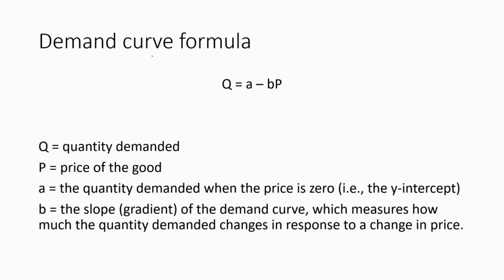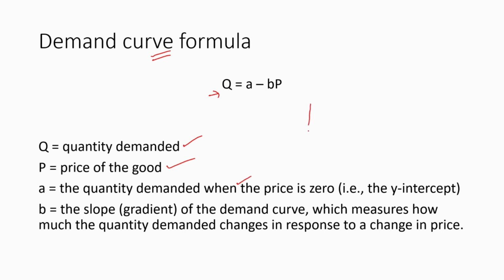Now let's discuss the demand curve formula. This is the demand curve formula. Q equals A minus BP. Q is the quantity demanded. P is the price of the good or service. A is the quantity demanded when the price is 0. In other words, this is the value when the curve intersects the y-axis.